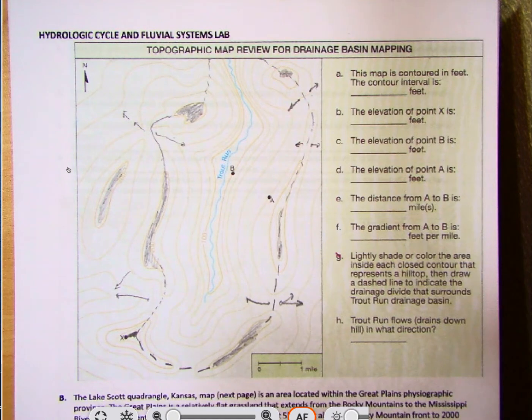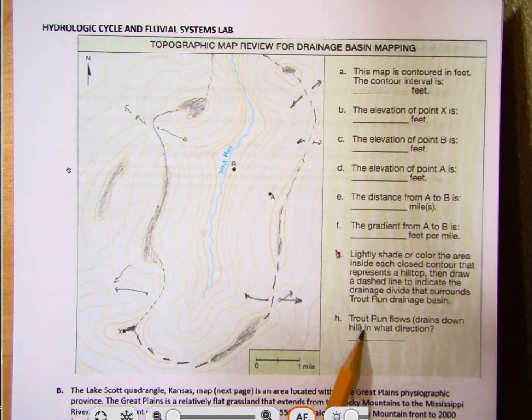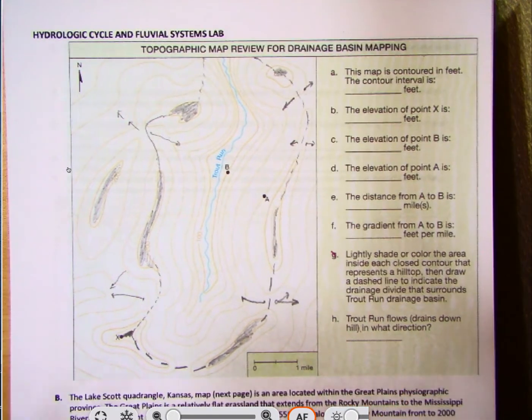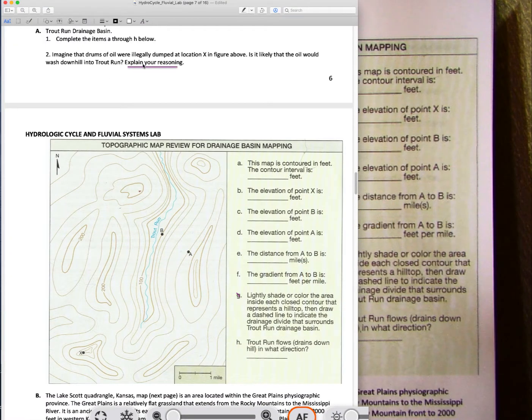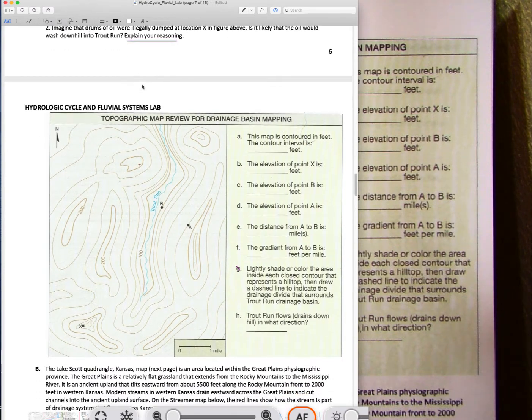So that's what they want you to do there. And then use the rule of V to figure out which way Trout Run is flowing. And then don't forget to go back and answer this question on this oil drum, right? So that's it for this one. It's pretty straightforward, but it's a good little review of streams and going back and looking at our topographic maps.